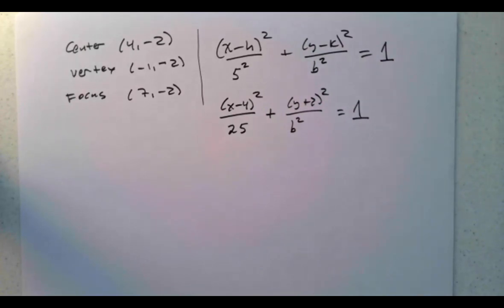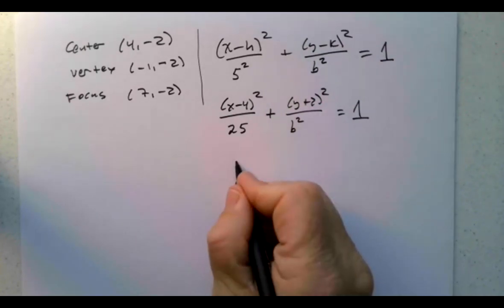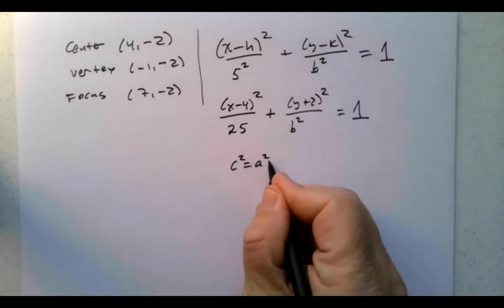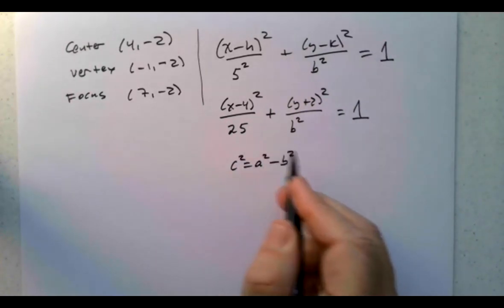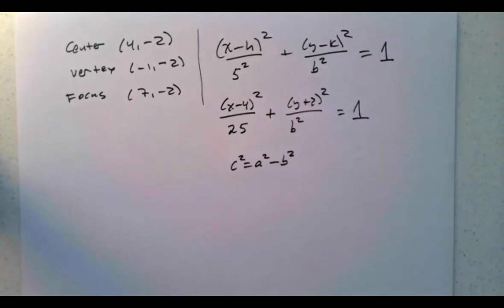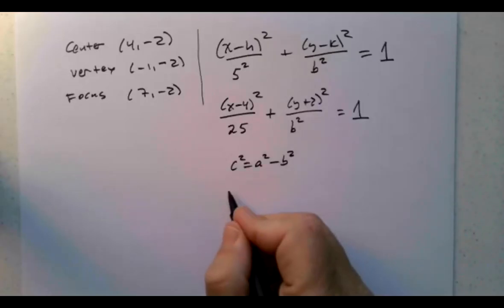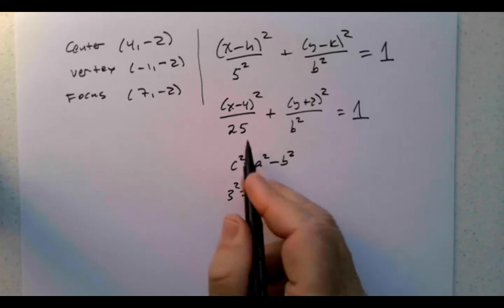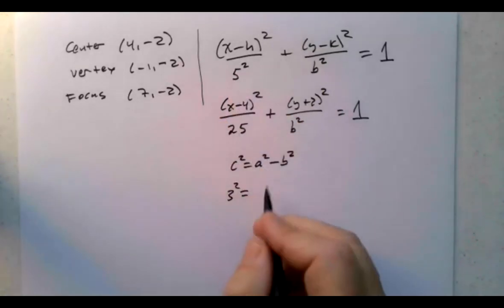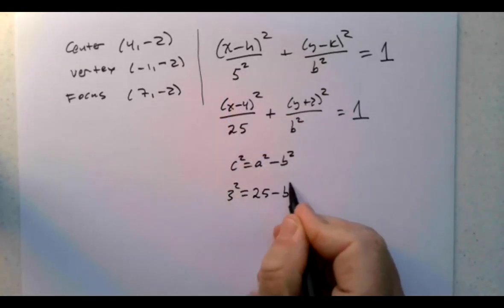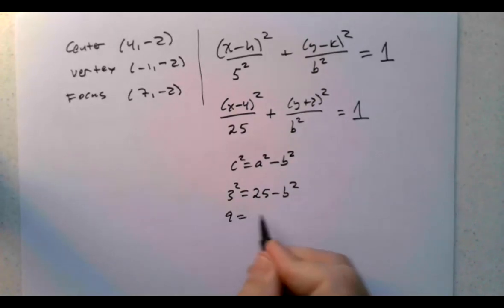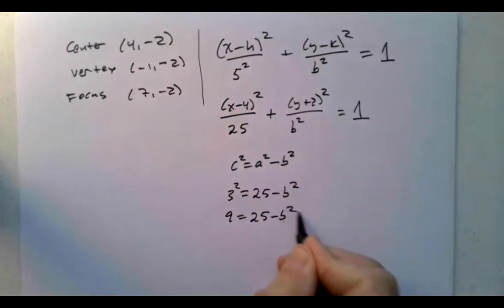And then what does our equation tell us with the focus? c squared equals a squared minus b squared. What is c? Let's figure out what c is from looking at our graph. c is the distance from the center to the focus. Let's count it. 1, 2, 3. c is just 3. So I get 3 squared. a squared is what? a squared is 25 minus b squared. So 9 is 25 minus b squared.